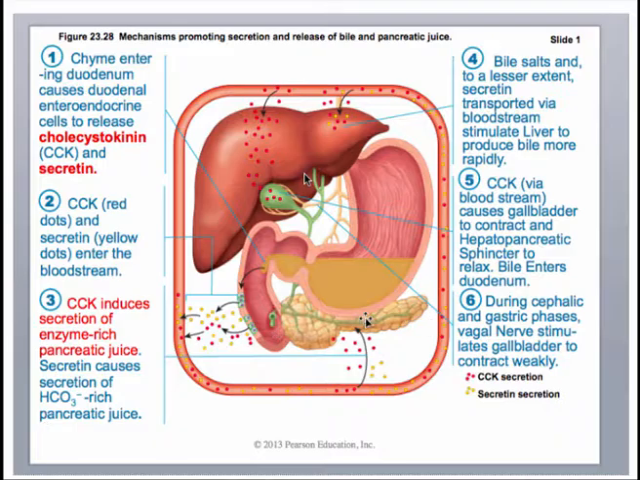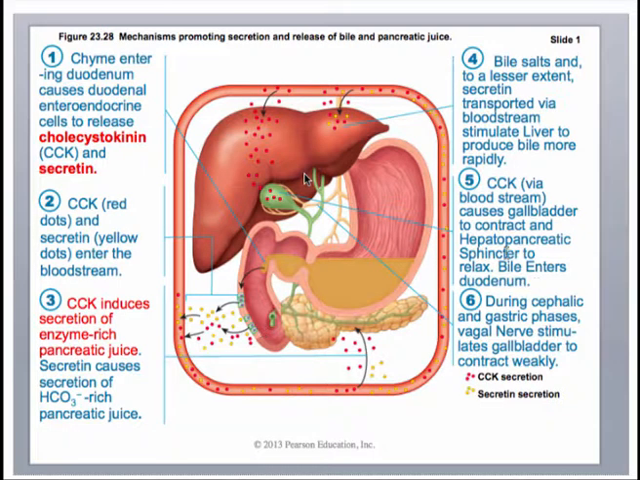Then, at the same time, there is still some secretin and CCK moving in the bloodstream, and so secretin and bile salts are going to help stimulate the liver to produce bile a little bit more quickly, and then CCK, again, via the bloodstream, is going to travel to the gallbladder and help it to contract. Ultimately, when this contracts, that's going to move the bile into the cystic duct, and then into the common bile duct, and then that's going to empty into the duodenum.